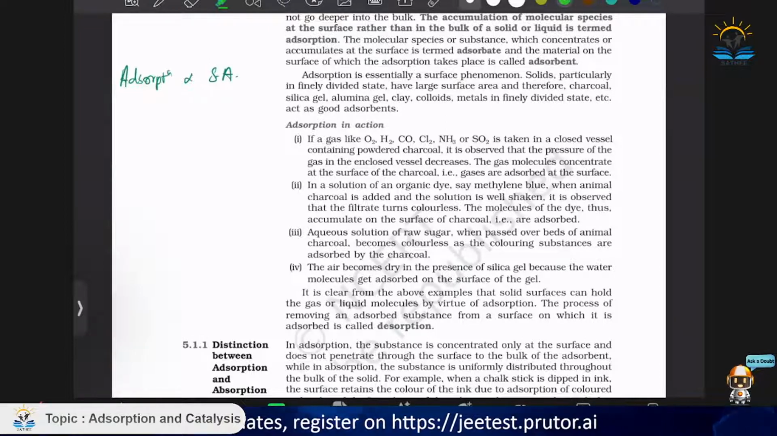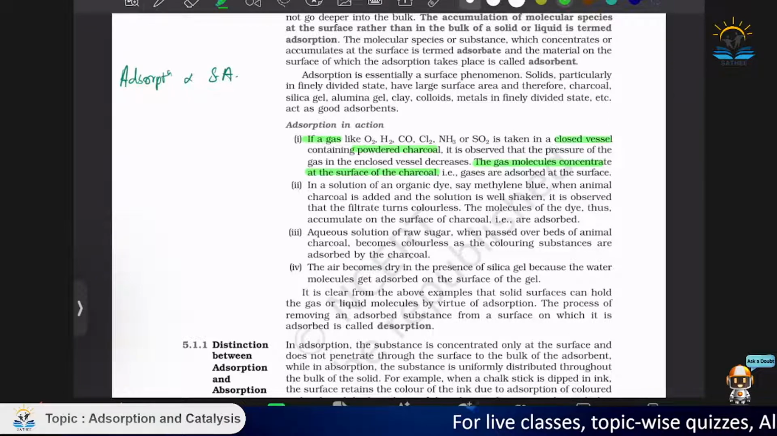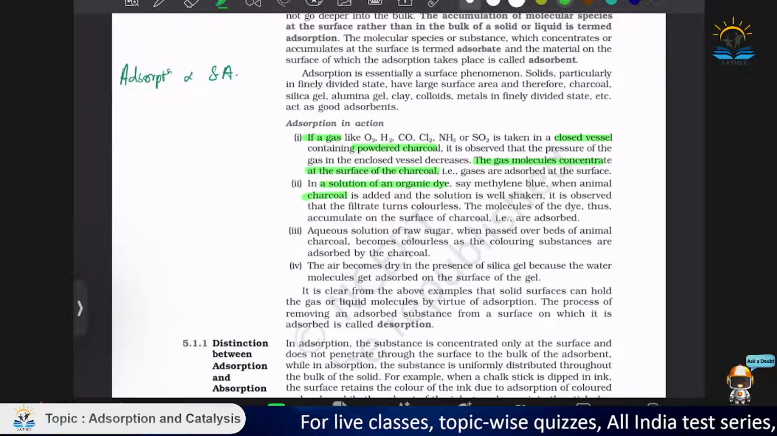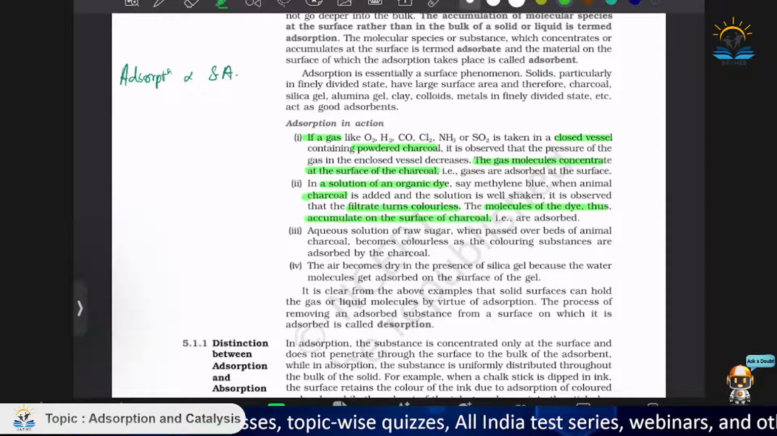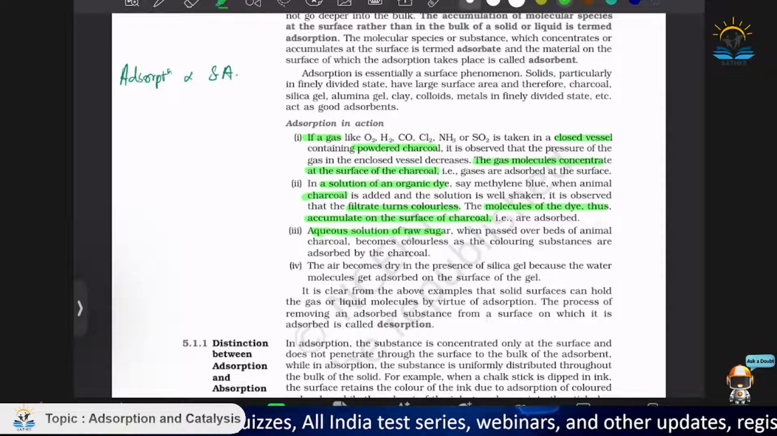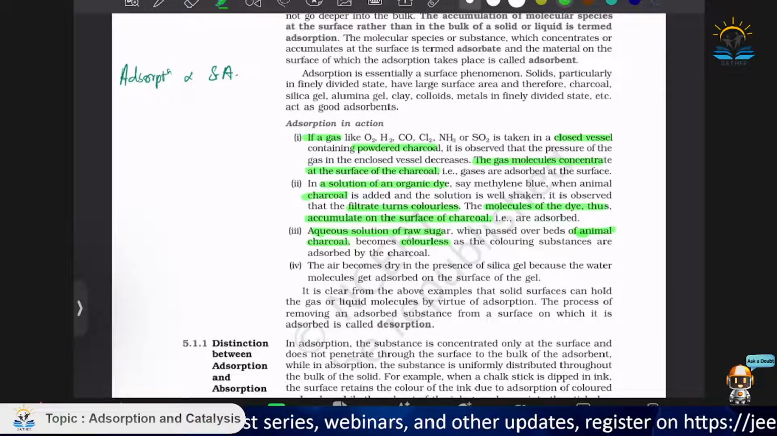First example is, if a gas is taken in a closed vessel containing powdered charcoal, it is observed that the pressure of the gas decreases in the vessel. Why? Because the gas molecules concentrate on the surface of charcoal. Similarly, when a solution of an organic dye is passed through animal charcoal, the filtrate turns colorless because molecules of the dye accumulate on the surface of charcoal. Third example is, an aqueous solution of raw sugar passed over animal charcoal becomes colorless as the coloring substances are adsorbed by the charcoal.